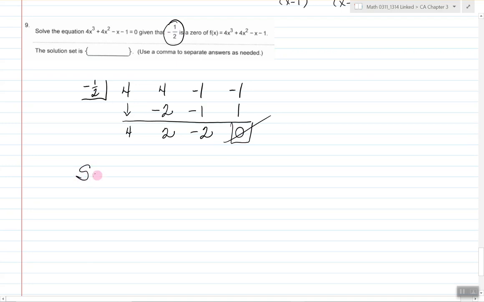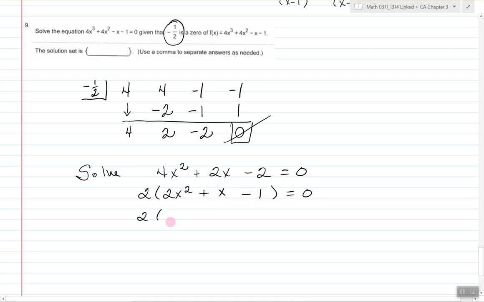So now I need to solve 4x squared, it's depressed 1 degree, plus 2x minus 2 equals 0. You can use factoring, the quadratic formula, completing the square. This turns out to be factorable, so I'm going to factor out the common factor of 2. That leaves me with 2x squared plus x minus 1 equals 0. So I can factor that.